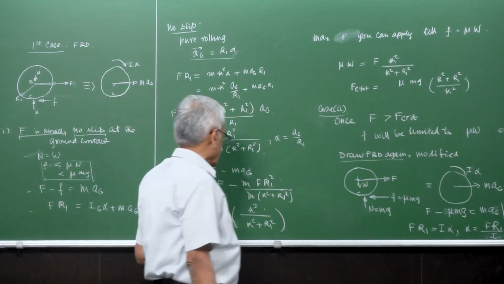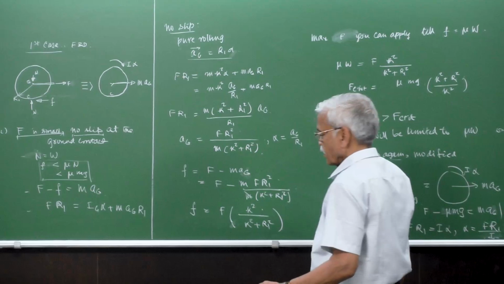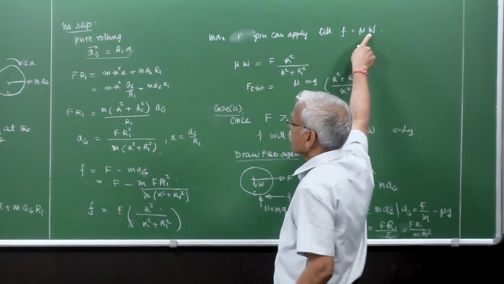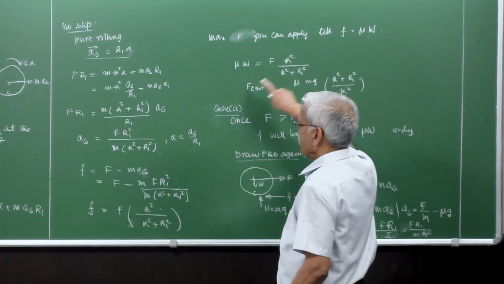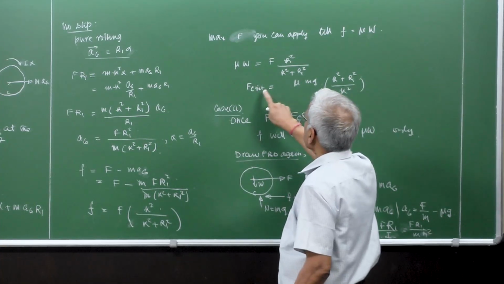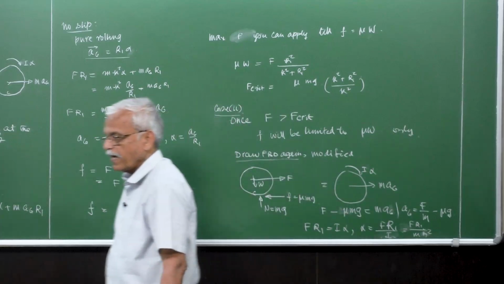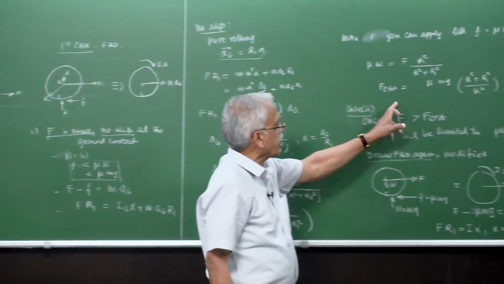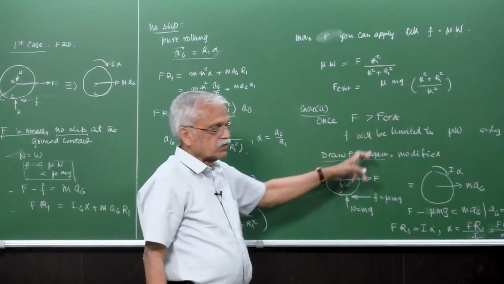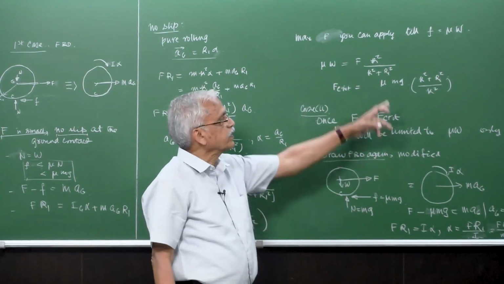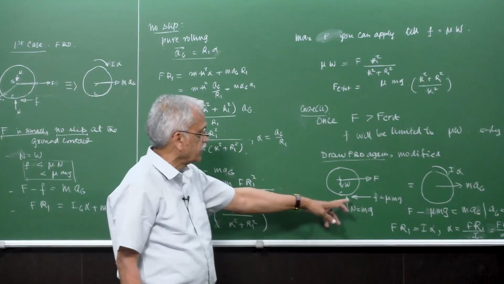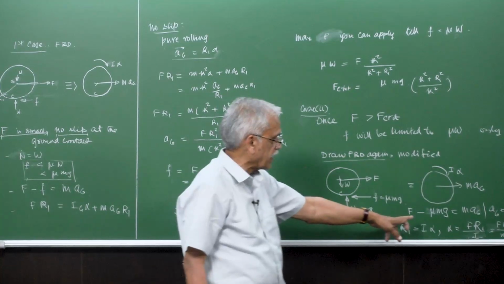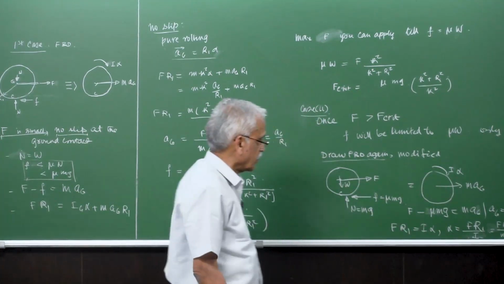Okay, so this friction force, we know that the maximum value this can attain is given by mu W, and adding that here, we can find out what is the maximum F or F critical you can apply. So once you go beyond this one, the friction force cannot increase more than mu W, and then it is limited to mu mg. And then we recalculate the whole thing, and this is how.